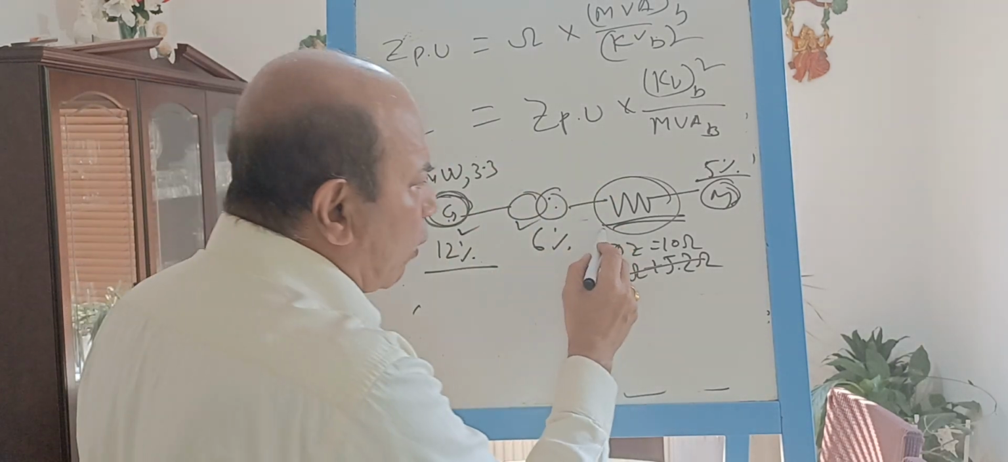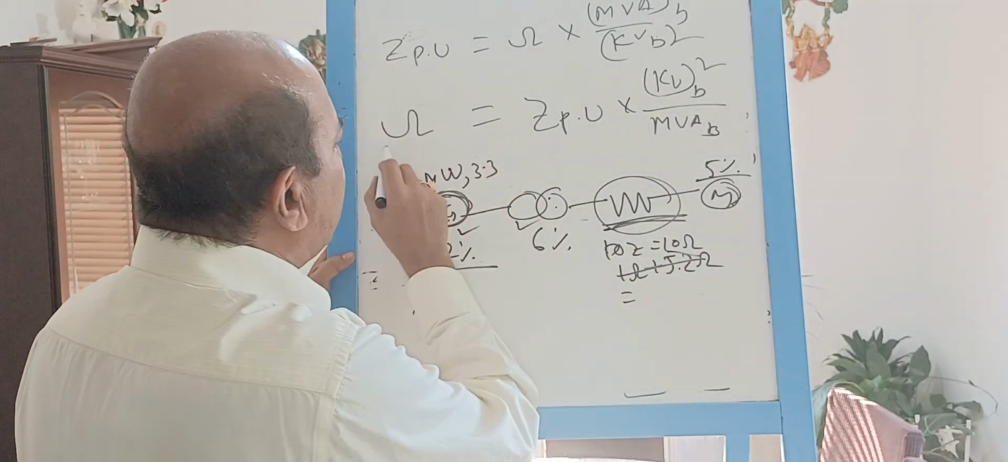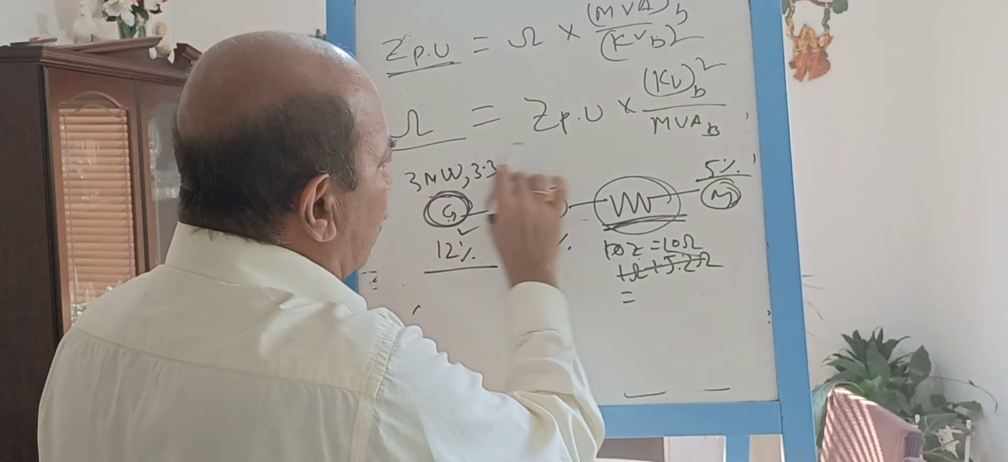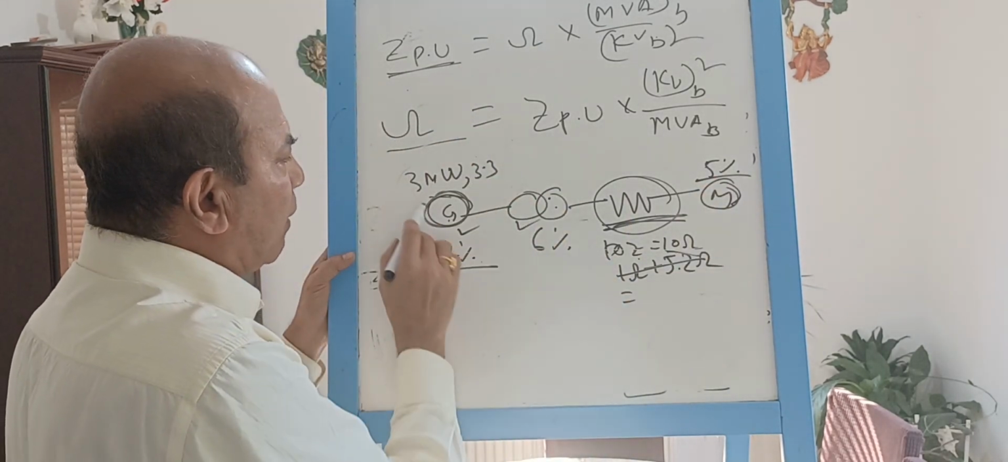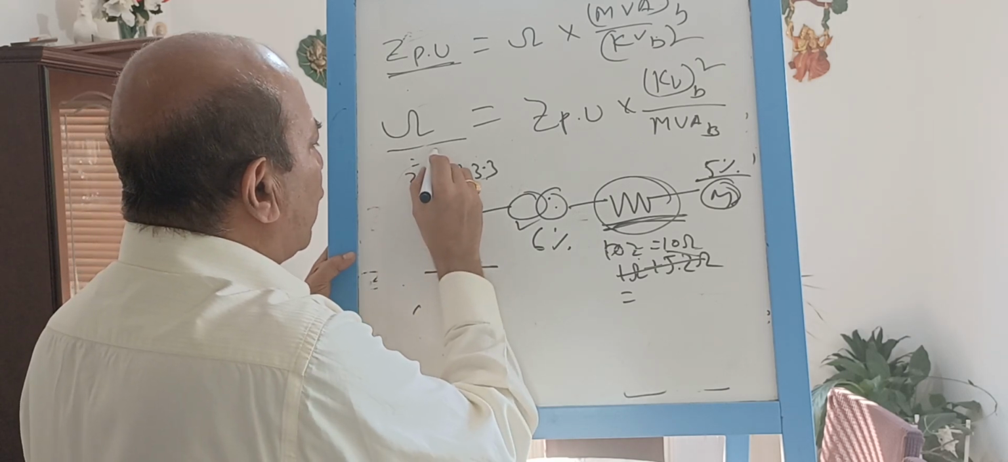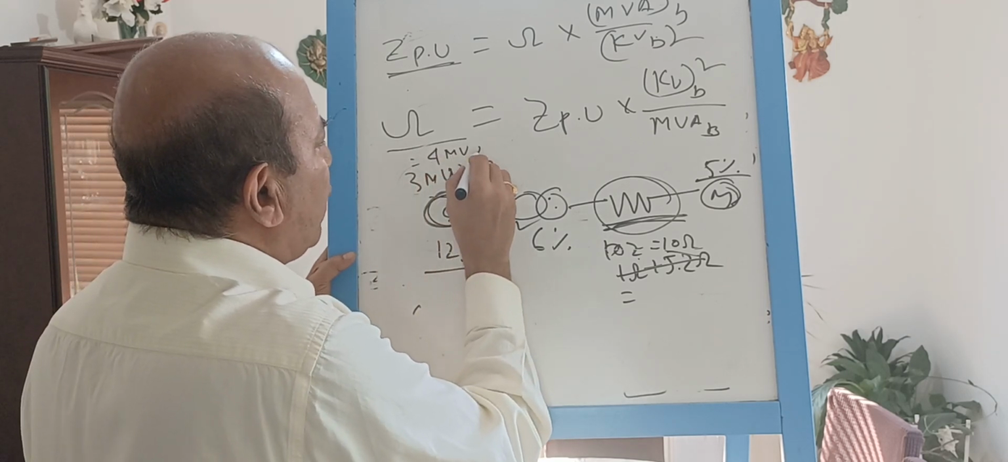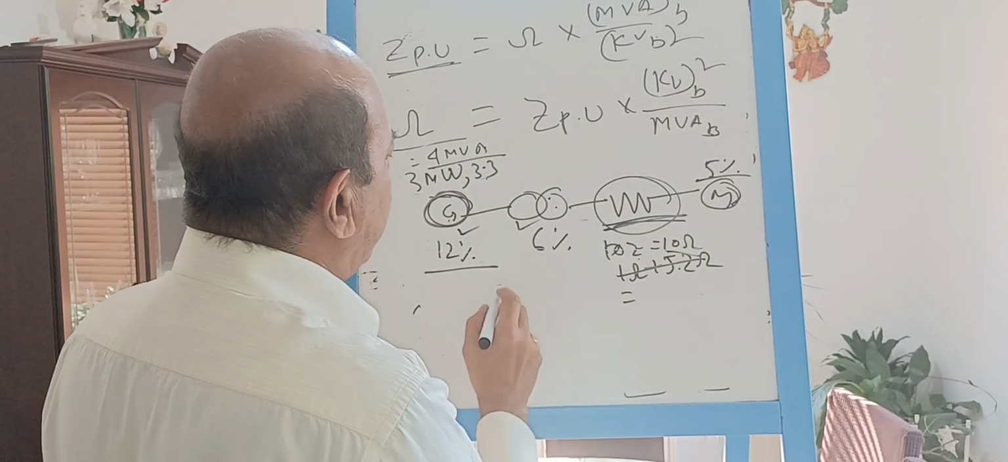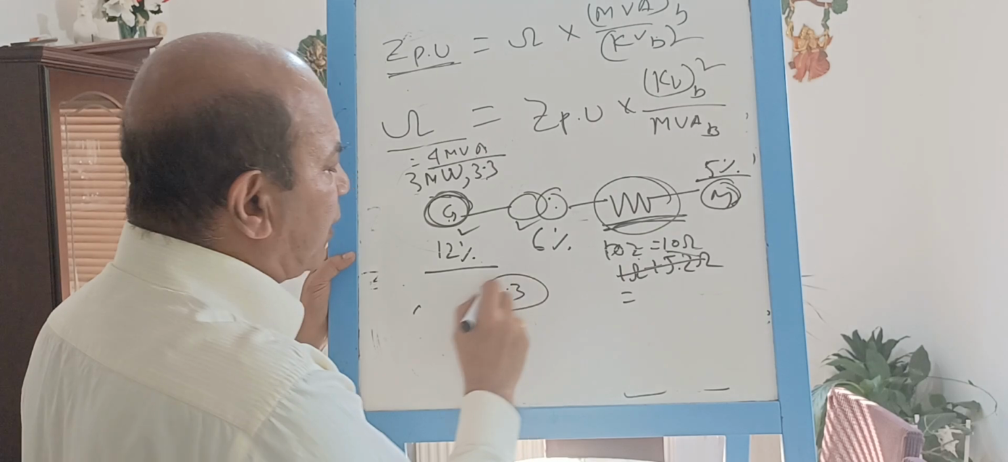So if we want to convert this ohmic value to percentage value, we will use this formula. What is the Z per unit? For this, first we have to consider, suppose this is a 4 MVA. So we can consider 4 MVA is the base, and most of them are 3.3 kV, so we can consider 3.3 kV as the base voltage.